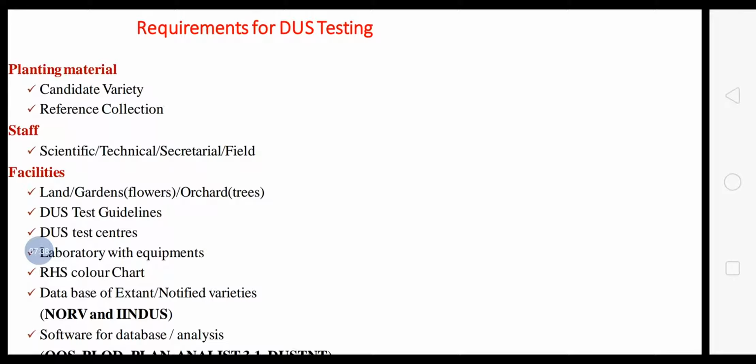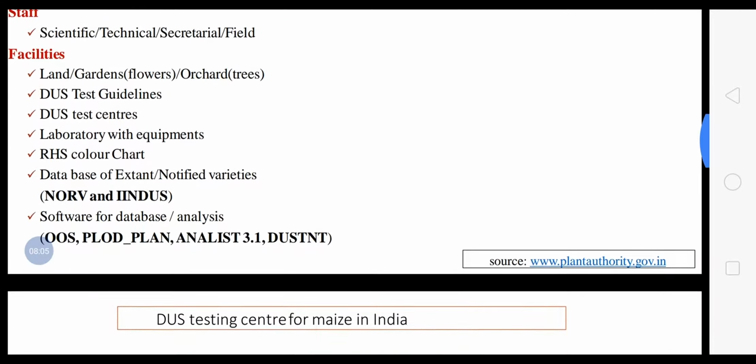Then we need DUS testing guidelines and a DUS testing centers list to send information to the test centers. Then a laboratory with equipment and the RHS color chart, which, as I have already told, is very important to distinguish the different colors. Then a database of extant or notified varieties. The database may be taken from NORV or INDUS, that is Indus. Then software for data analysis. The software may be OPSTAT, PLABSTAT, Analyst 3.1 or DUSTAT.